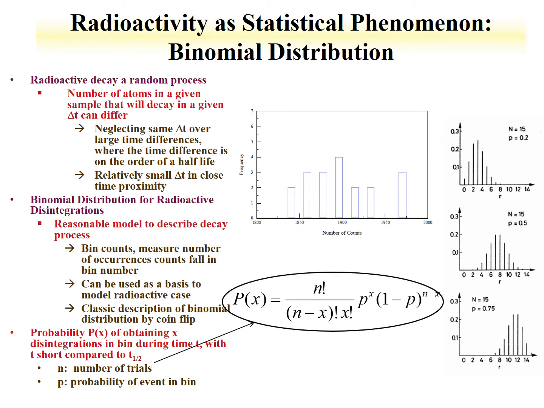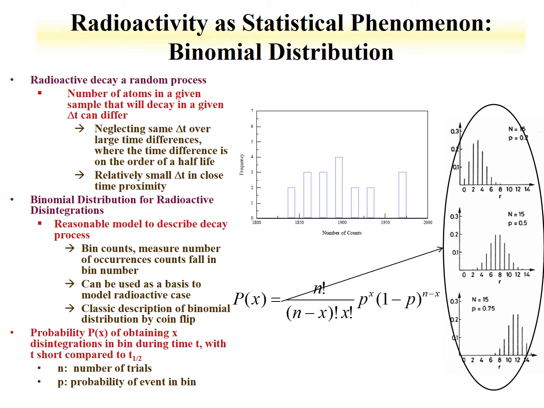The probability of obtaining X disintegrations in a bin during a time short compared to the half-life is given by this equation, where we have the number of trials n, and p is the probability of an event in that bin. So, a relatively reasonable equation. We can use that to help us describe and explain radioactive decay. And we have some examples of different binomial distributions shown here. And these are all derived from this equation.